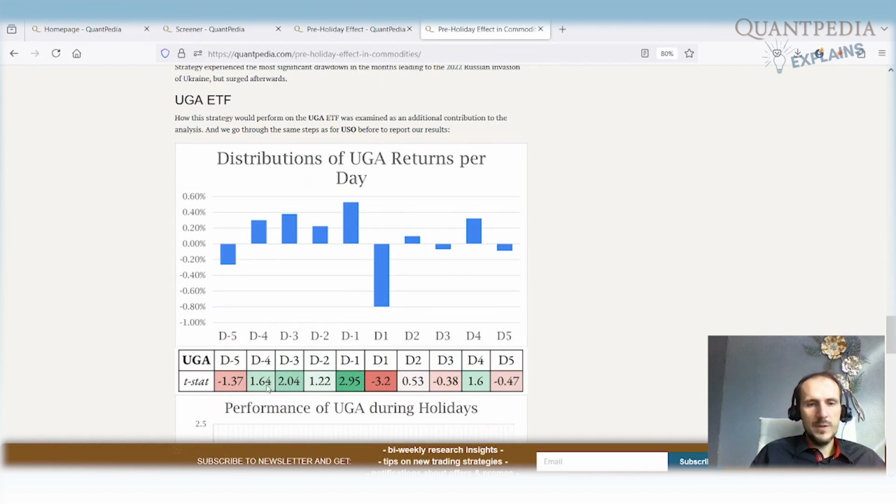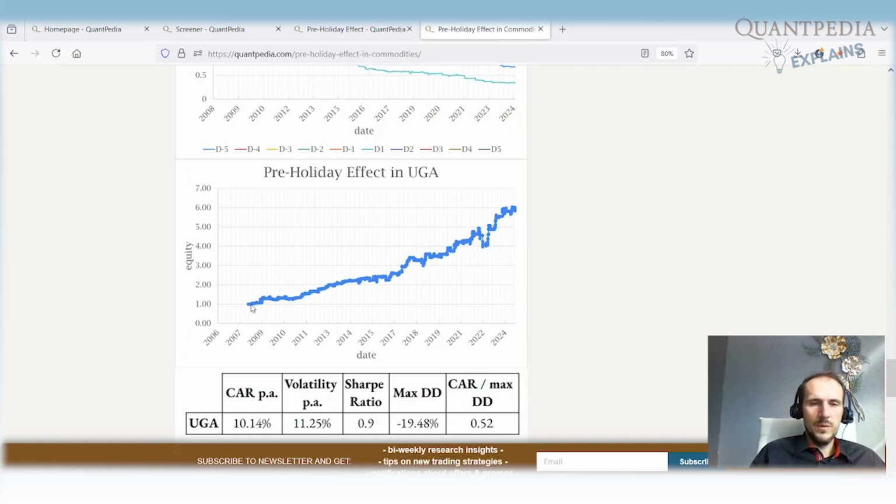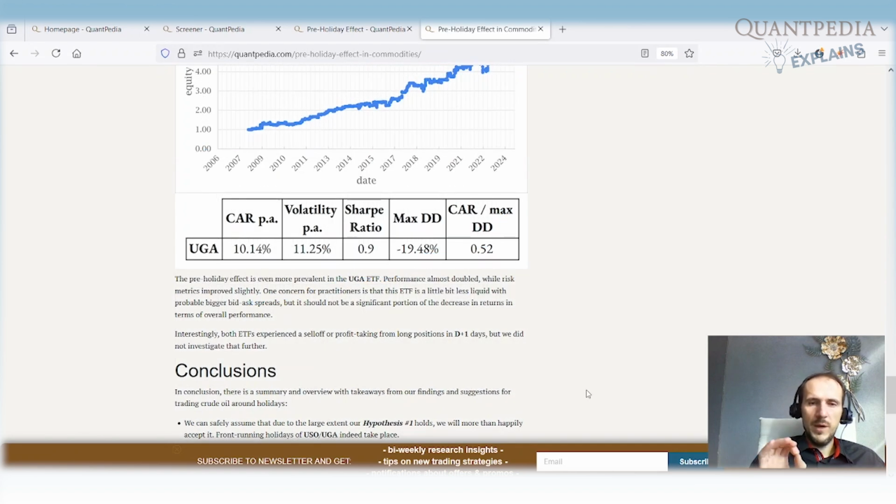Here we can see the T-stats are even higher. This is the T-stat table. And here is the performance of the actual strategy. When we buy on the 5th day before the holidays, we hold it for 4 days and then we sell it on the day before the holidays at the close. Here we have a performance of 10% a year, 11% volatility, Sharpe ratio 0.9, and Calmar ratio 0.5. Excellent numbers.